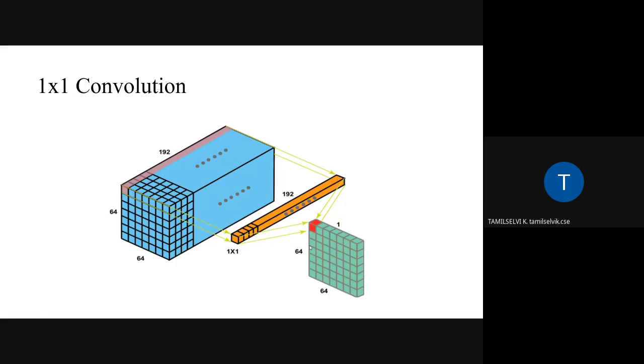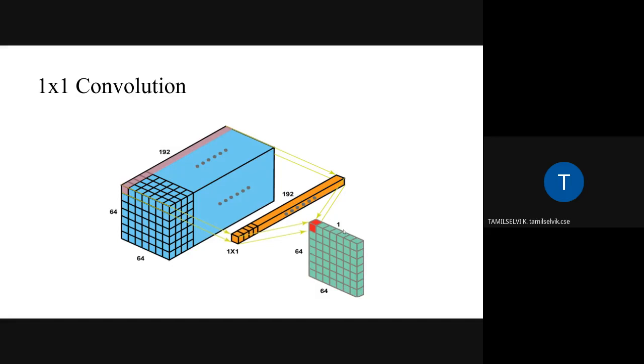If you reduce the depth, the number of parameters is reduced and your model is efficient. You are taking the first pixel in each and every one of the 192 filters, taking the average of it. That is going to be the value for the first pixel. This is what 1 cross 1 convolution is. Now your depth is only 1, not 192. This made a revolution in deep learning with respect to image processing.